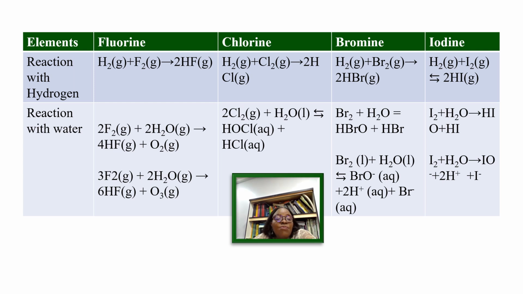Fluorine reacts with water vapor to form oxygen and ozone, as shown in the equation. And chlorine reacts reversibly in water to form two acids, chloric(I) acid and hydrogen chloride. Bromine can easily be dissolved in water, 35 grams per liter, carbon tetrachloride, and other organic solvents. When added to water, bromine forms hypobromous acid. Hypobromous acid is a weak acid. It partly dissociates to form hydrogen ions and hypobromite ions.